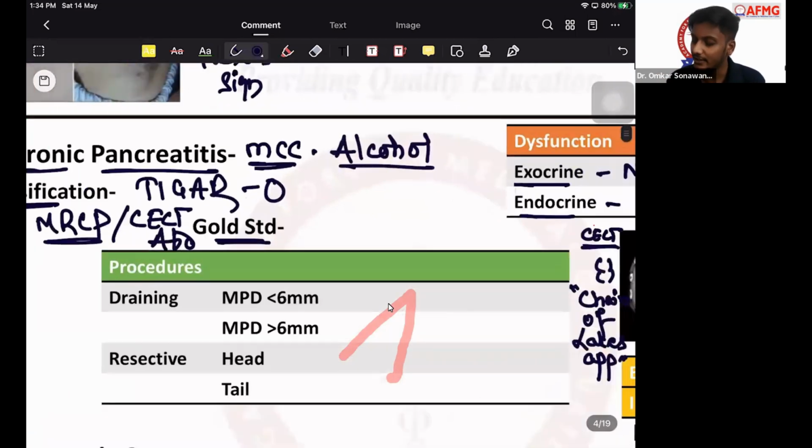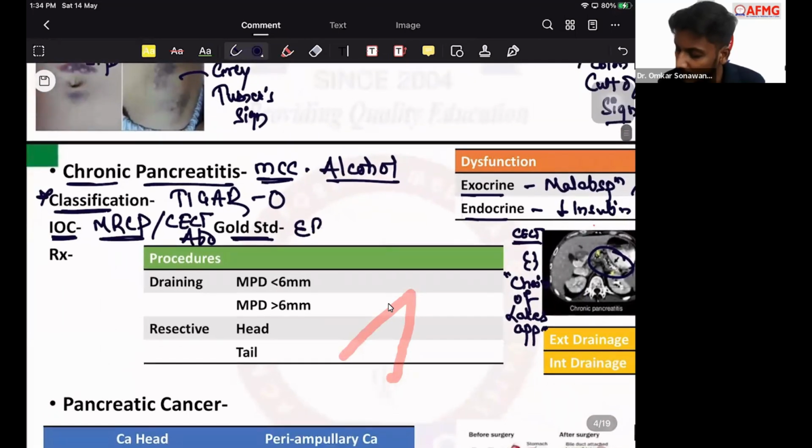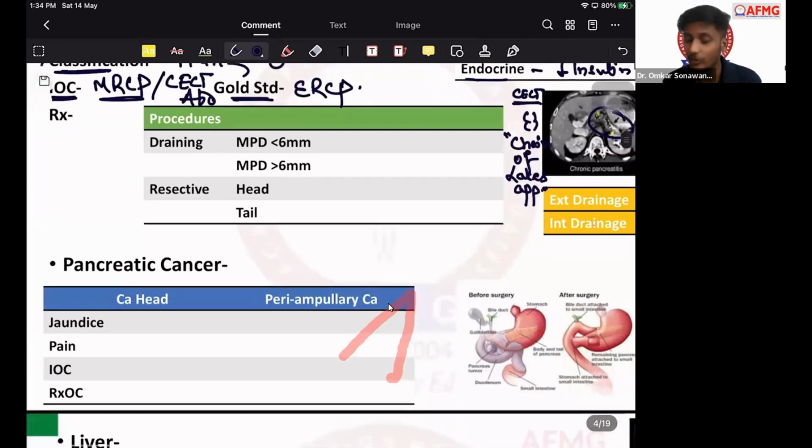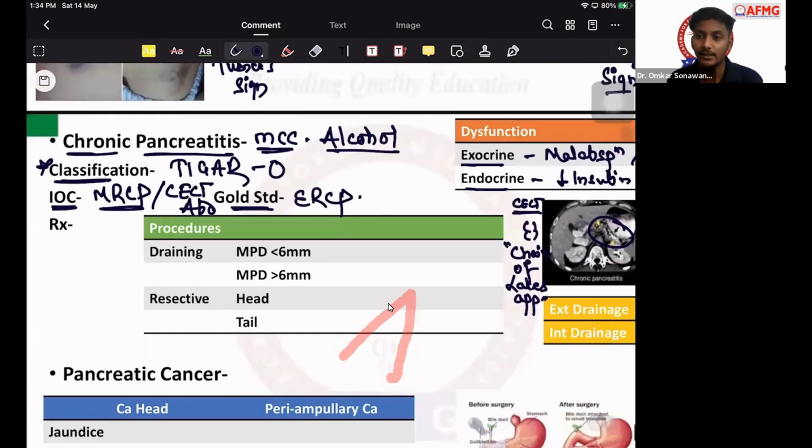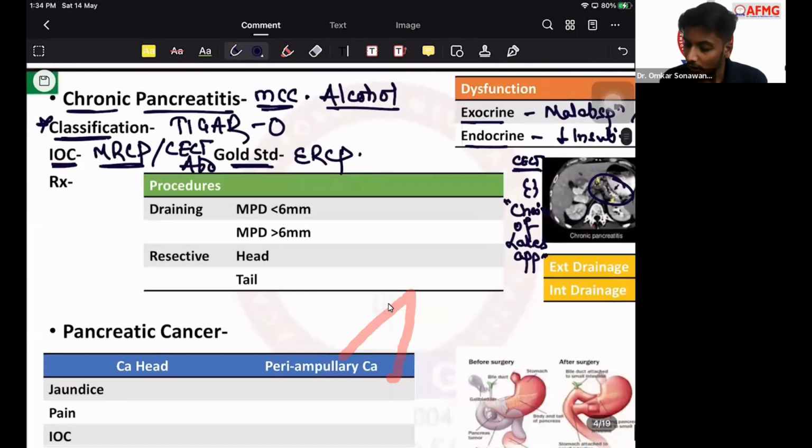So the gold standard investigation would be ERCP. Please remember, the gold standard investigation would be ERCP, not ultrasound. ERCP: endoscopic retrograde cholangiopancreatography. Okay? I will show you what ERCP looks like, because there was an image of this investigation, and that was ERCP.